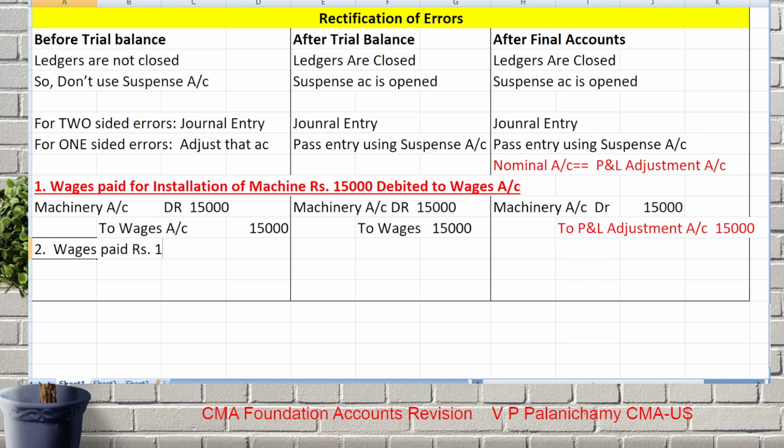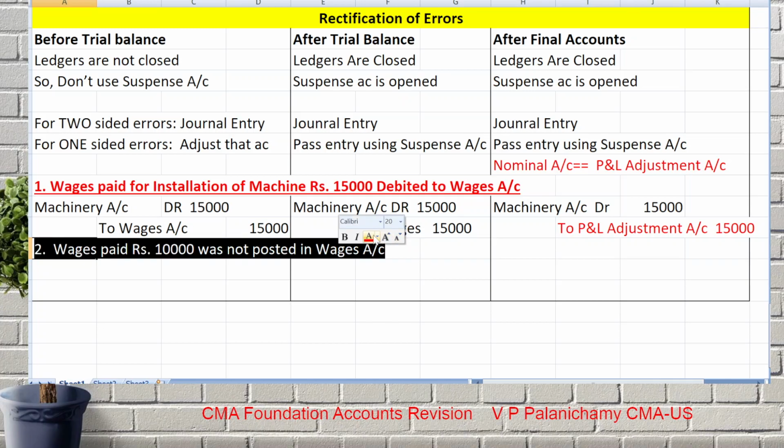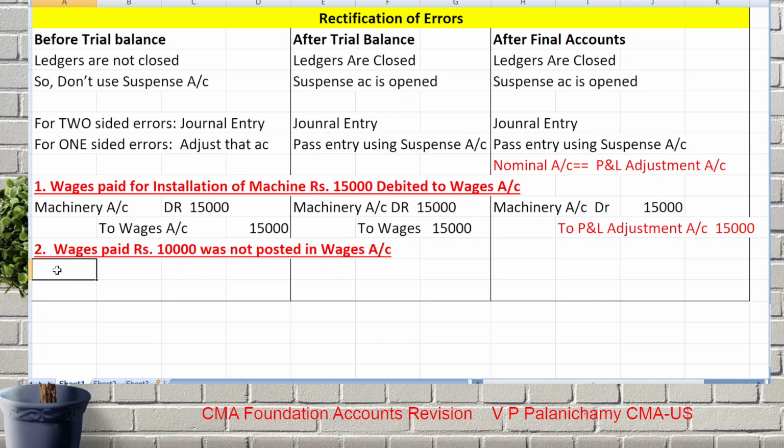Wages paid rupees 10,000 was not posted in wages account. Wages paid how much? Rupees 10,000 was not posted in which account? Wages account. It's an error affecting two accounts or one account? Only one account. Which account? Wages account. If it is before trial balance, you will just debit wages rupees 10,000. Debit that account with rupees 10,000.